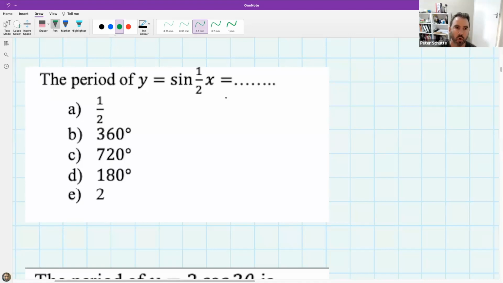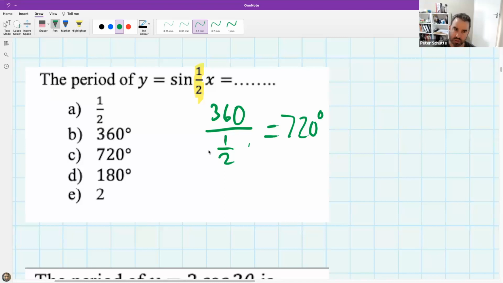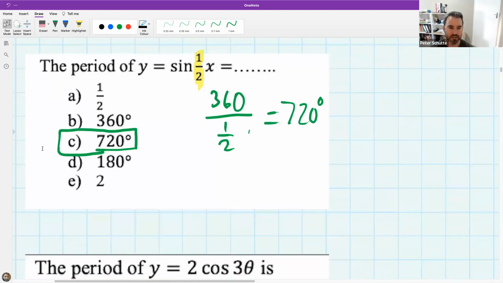So the normal period of the sine graph is 360. And this number in front here is a half. Now, what does that do? It feels like I need to divide it by a half. And I can use my calculator, or I can use fractions. I should get 720. And so the correct option is going to be 720. Well done, everyone. That wasn't so bad.